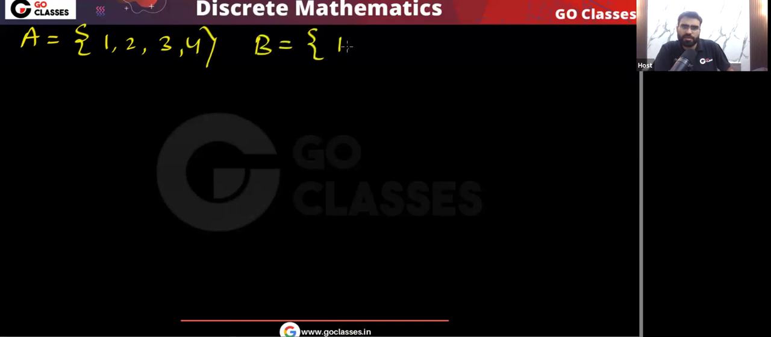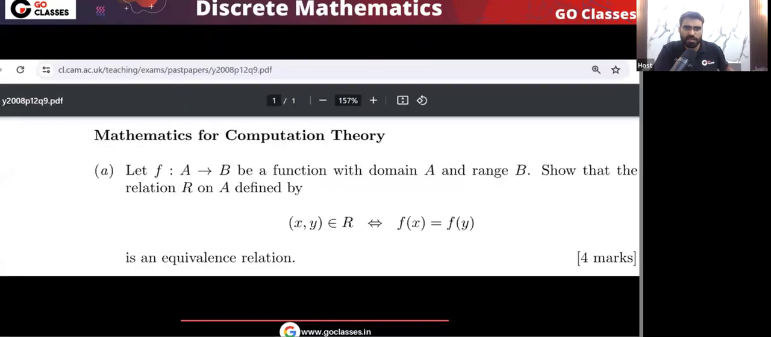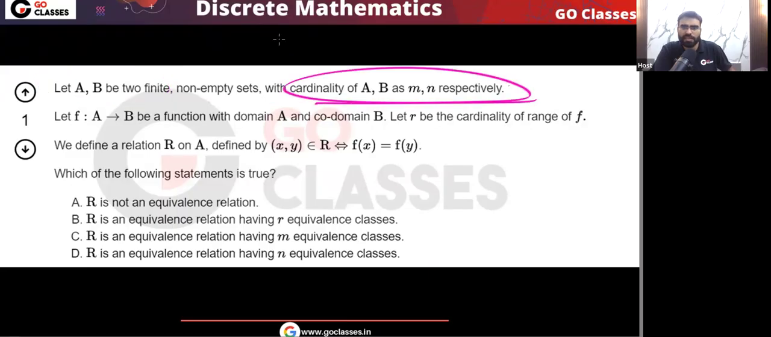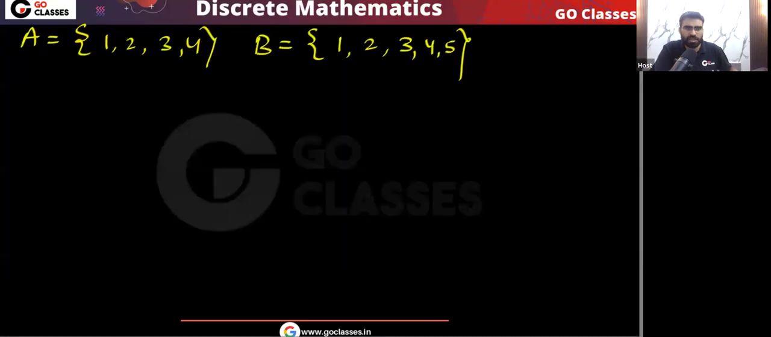Let's assume that set A is {1, 2, 3}, or maybe {1, 2, 3, 4}. And I'm giving you this set B, and let's assume that is {1, 2, 3}, or maybe I can give you {1, 2, 3, 4, 5}. So I'm giving you two sets, A and B. The question is also saying that A and B are finite non-empty sets, with cardinality m and n. So these two sets I'm giving you.